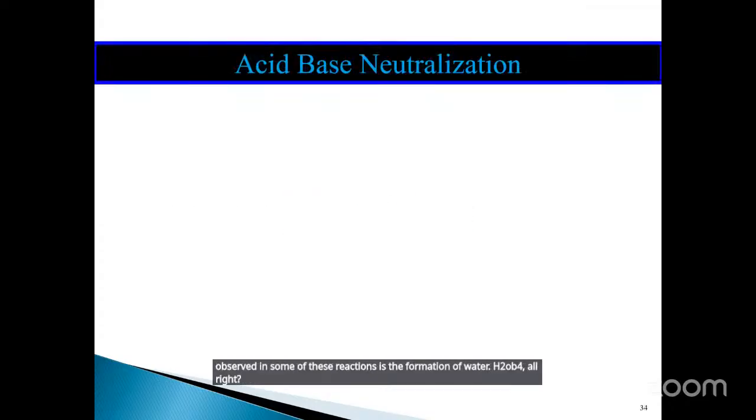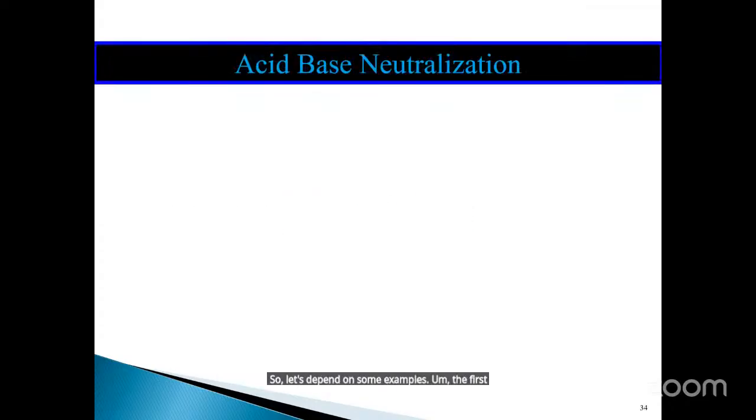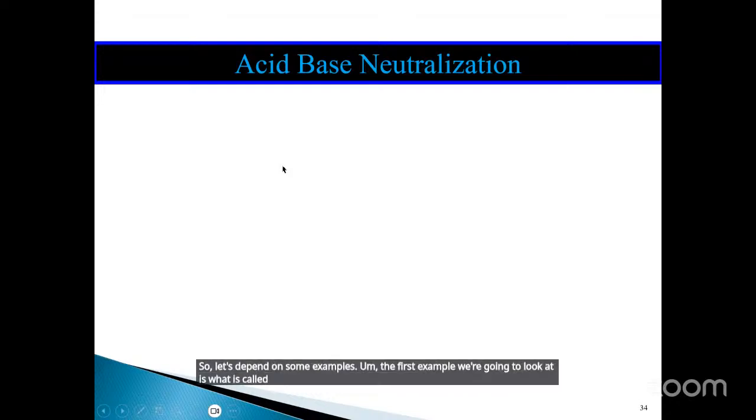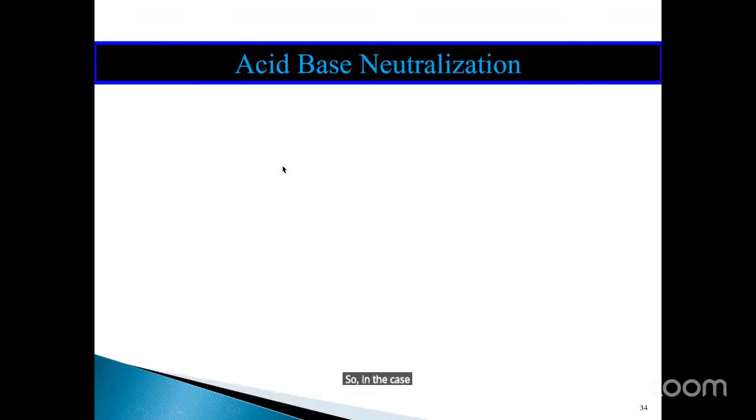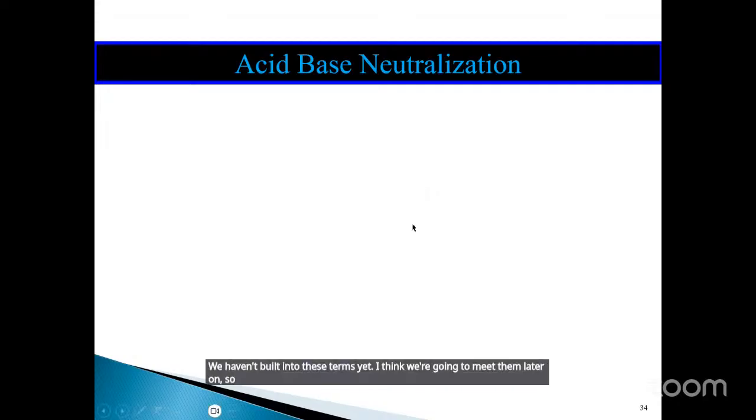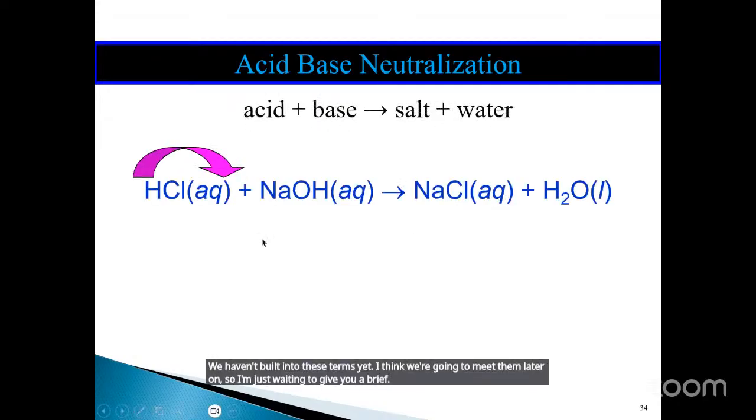So let's look at some examples. The first example we're going to look at is what is called acid-base neutralization. In the case of acid-base neutralization, it's the reaction between an acid and a base. Now, we have not met these terms yet. I think we're going to meet them later on. So I'm just going to give you a brief introduction as to what an acid is.